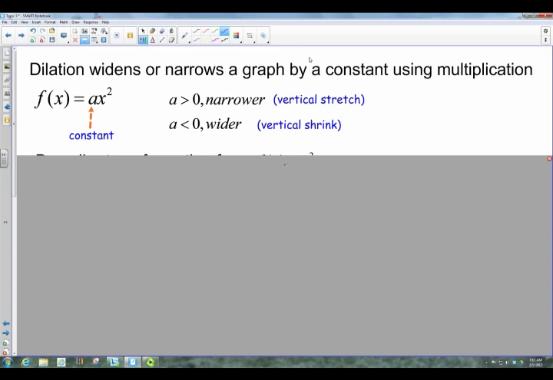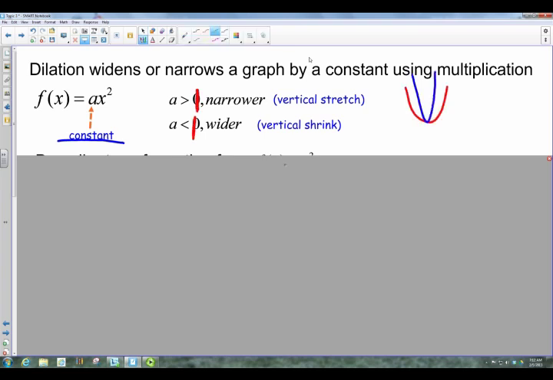Remember, we're dealing with quadratics, so f of x equals x squared, and in this first part you'll see that we're multiplying by a constant, and that constant is a. And that's just going to be some number. So with this a, I have a little typo here: if a is greater than 1, so that's not a 0 actually, that's a 1. If a is greater than 1, the graph gets narrower. What I mean by that is if this red is my original parent function, a narrower graph would look something like this in the blue.